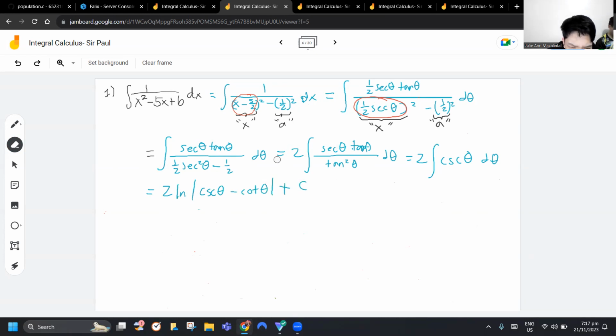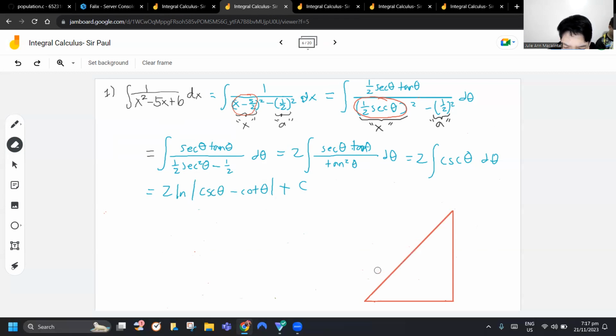If you don't already know, this is the integral of the cosecant. I don't know how this is derived, but this is the integral of the cosecant: the natural logarithm of cosecant minus cotangent. Then we can simplify this further. The answer should be in terms of x.